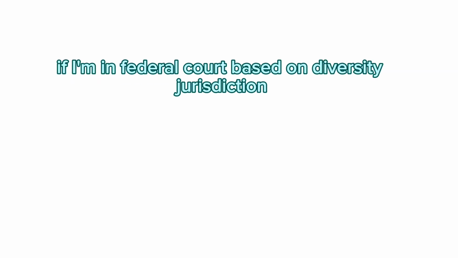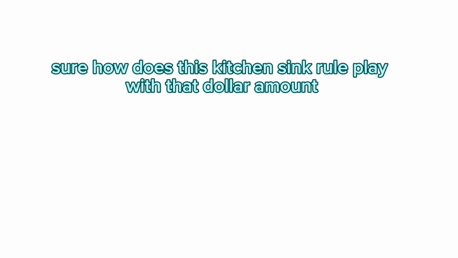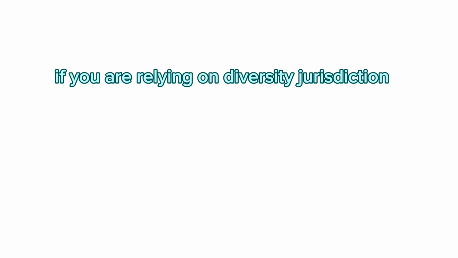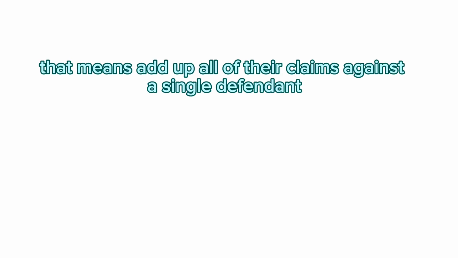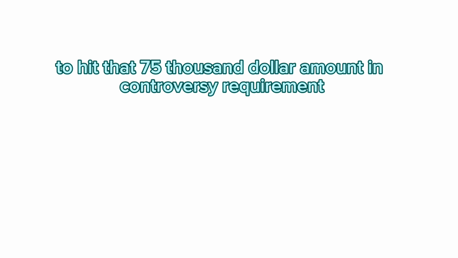Okay, so let's look at the math. If I'm in federal court based on diversity jurisdiction, so I'm from New York, you're from New Jersey, and the dispute has to be over $75,000, how does this kitchen sink rule play with that dollar amount? This is a huge, huge benefit for plaintiffs. If you are relying on diversity jurisdiction, a single plaintiff can aggregate. That means add up all of their claims against a single defendant to hit that $75,000 amount in controversy requirement.